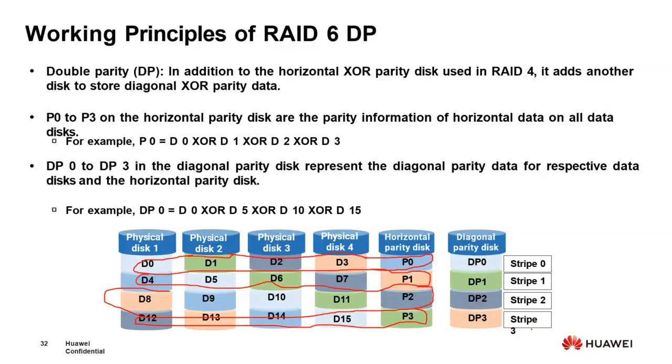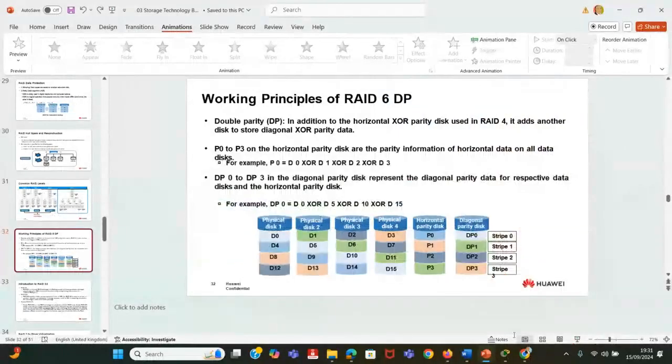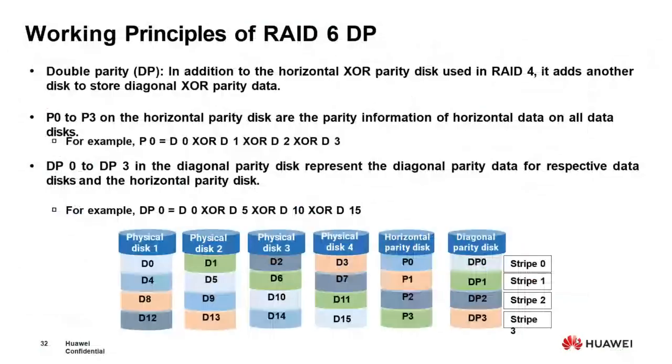Because P0, it has D3, D2, D1, D0. Am I right? No. Now this is the thing. If you understand this first one, how the horizontal parity disk works horizontally, I will need to delete what I wrote so that we can go over the other one. Okay? How do I delete it? And then I'll do it again.